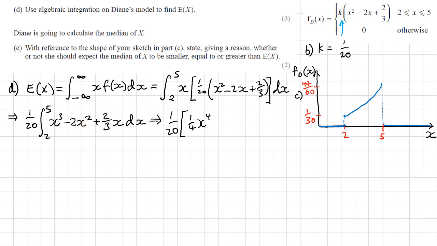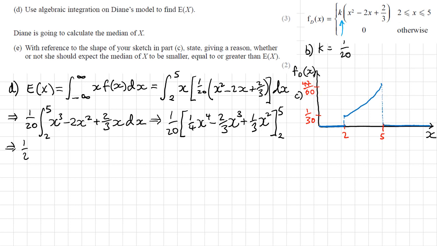The 2x squared will become minus 2 over 3 x cubed. And the 2/3 x will become, well, we're going to have 2/3 divided by 2, so that's going to be 1/3 x squared, with our limits of 5 and 2. So now all we need to do is to substitute those limits in.